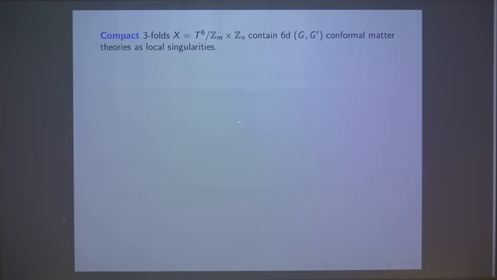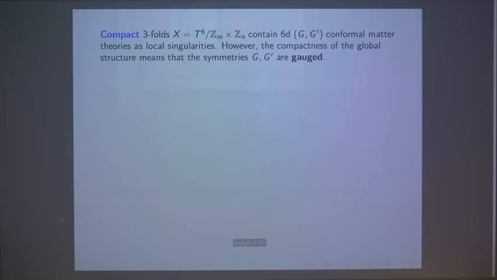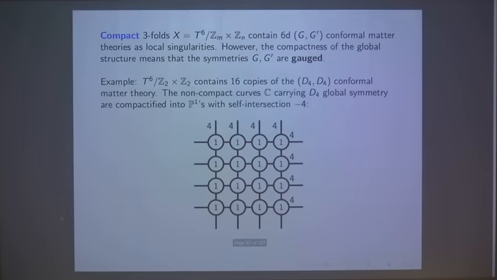So what's the relationship to compact threefolds? Well, if you consider a class of compact Calabi-Yau threefolds, T6 mod Zm times Zn, these contain the G, G prime conformal matter theories as local singularities. However, the compactness of the threefold means the symmetries G and G prime, which were global symmetries originally, are gauged. So for example, T6 mod Z2 times Z2 contains 16 copies of D4 conformal matter.